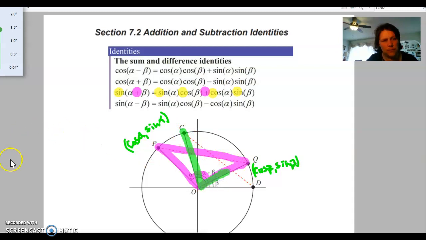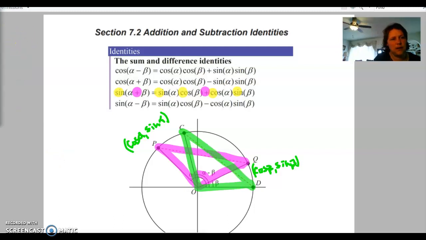Let's try that again. We want to go all the way down here and here. Okay, so it's the same exact triangle, so what I can say is that triangle POQ is congruent to triangle COD.